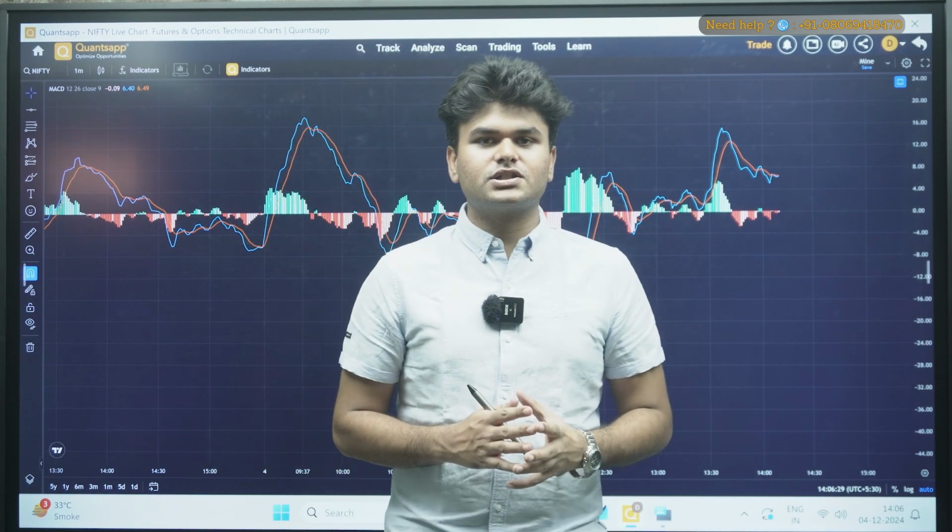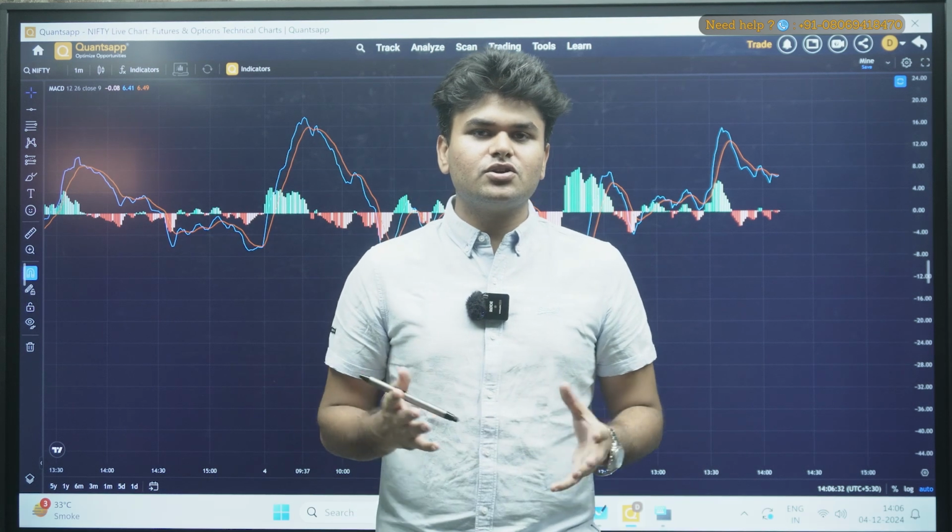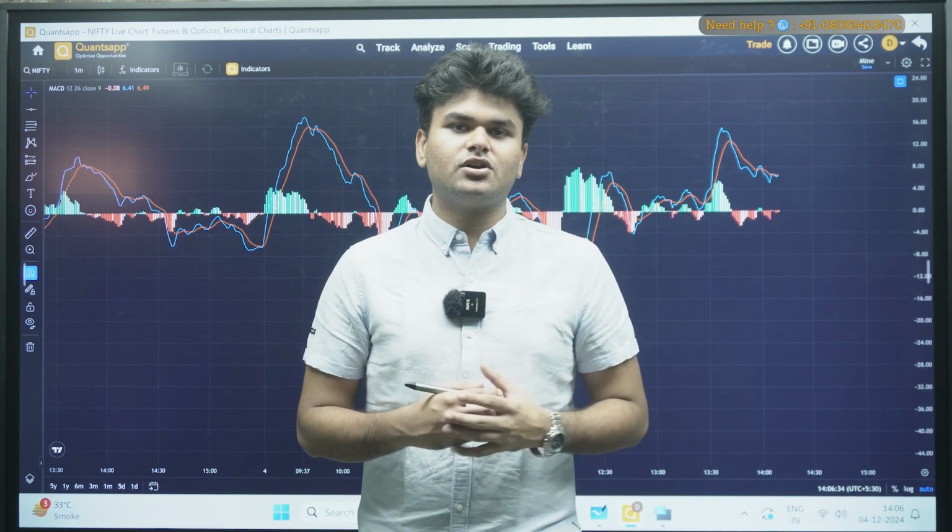So I hope you got the concept. I hope you got these indicators. You can use them in your intraday trading and a little on the positional side also.